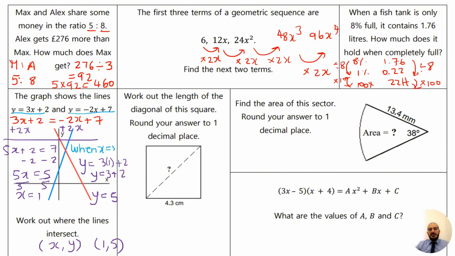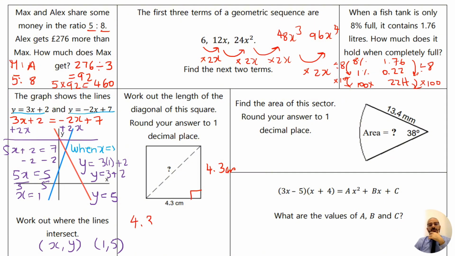Work out the length of the diagonal of this square. Round your answer to one decimal place. Okay, so this means if this is 4.3 and it's a square, this side is going to be 4.3 centimeters as well. And we know that this is going to be 90 degrees. So this obviously is going to be a Pythagoras theorem. So two short sides are given. We're trying to find out the hypotenuse.